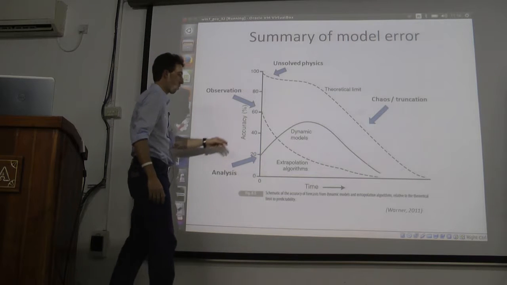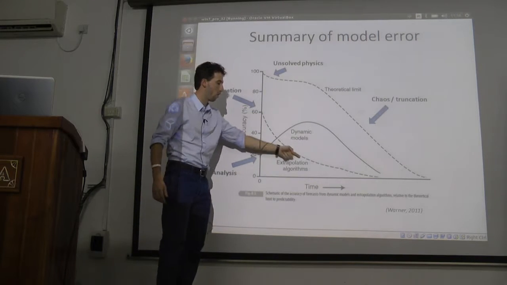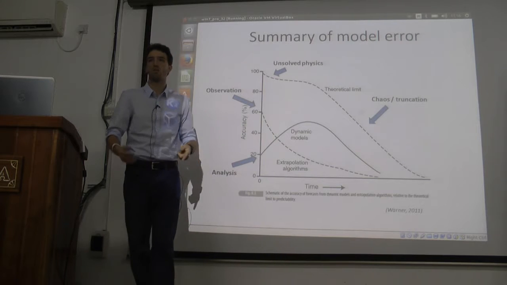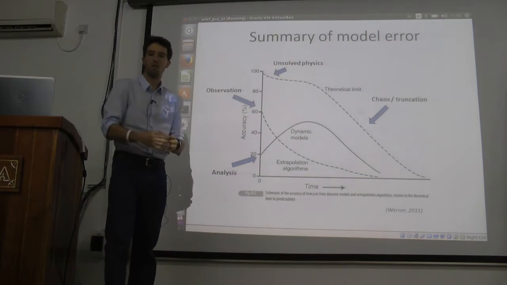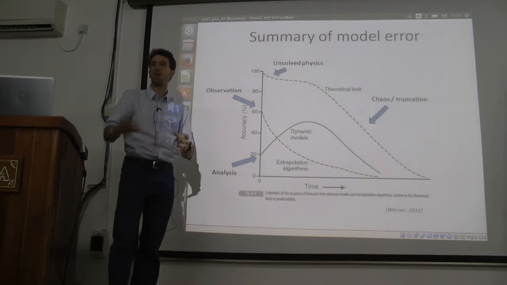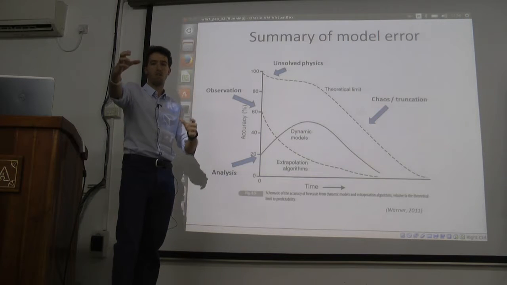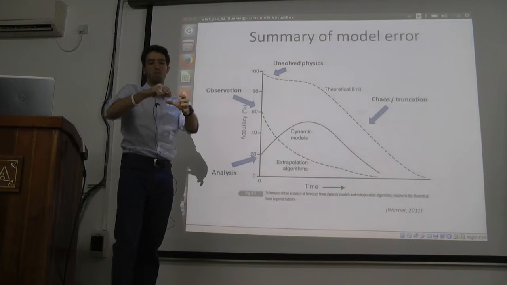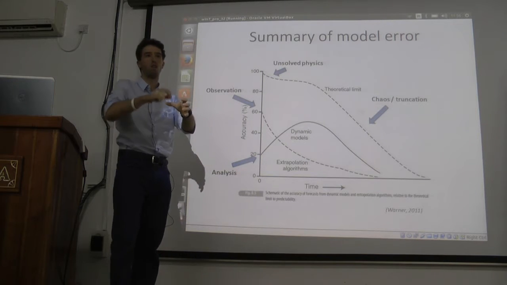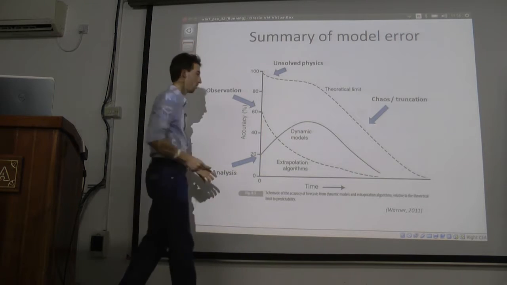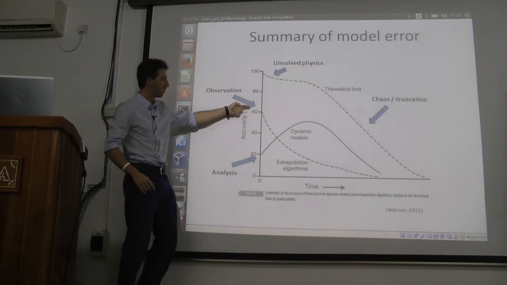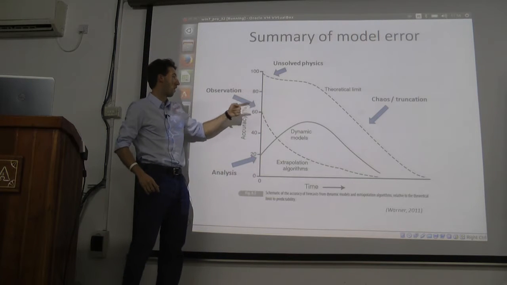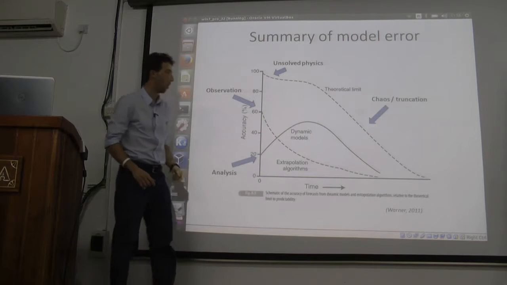simulation. If you compare to an extrapolation algorithm, what is an extrapolation algorithm? It's, for example, nowcasting, what we do with radars. So you see the hurricane coming, and then you extrapolate the trajectory of the hurricane based on velocity. So you start with a high accuracy and then go down.